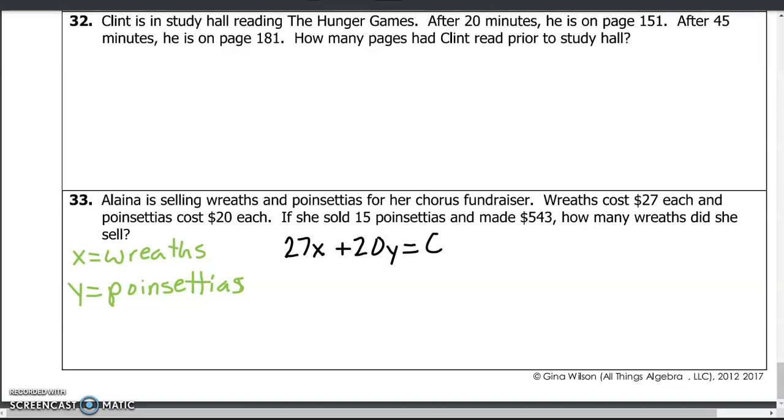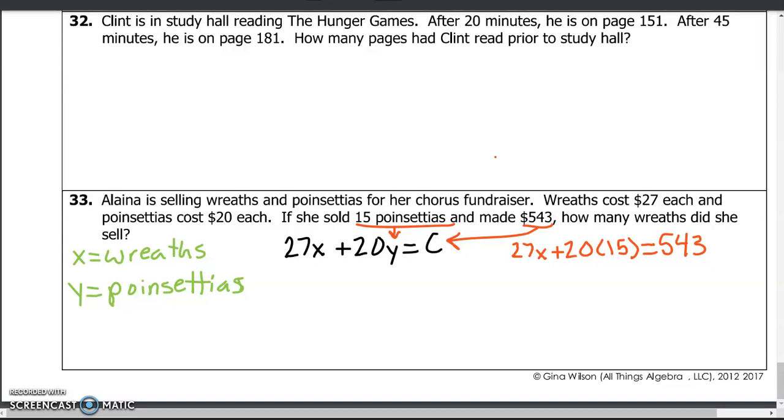But now it's saying she sold 15 poinsettias and made 543. So now we can replace two things, right? This 15 poinsettias is going to replace Y. This 543 is going to replace my cost, or my price, essentially, the total. So now when we rewrite this, we've got 27x plus 20 times, we've got 15 poinsettias. So 20 times 15 equals 543.